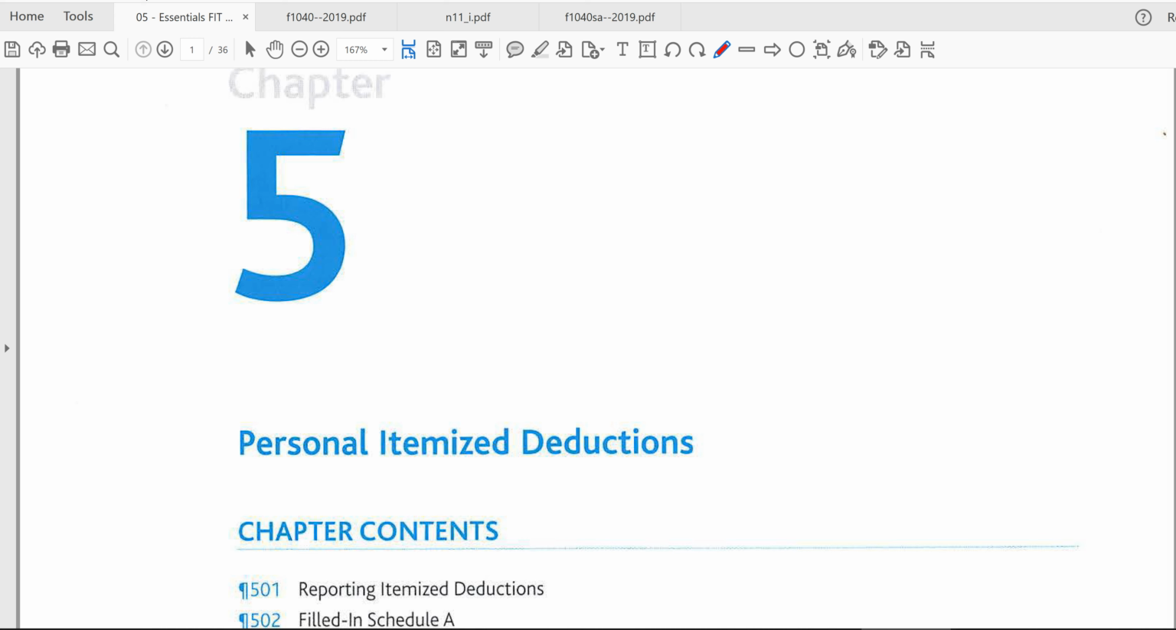Here's an introduction to our chapter number 5. The title is Itemized Deductions versus the Standard Deduction that we had learned in previous chapters and have been using in past tax returns we've been preparing.